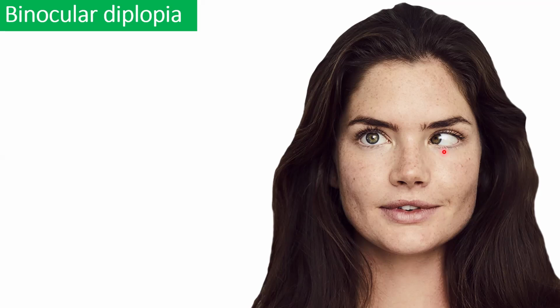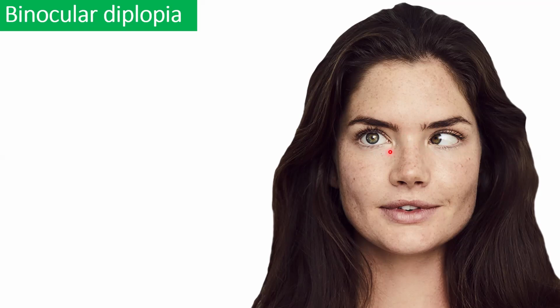Because of the eye misalignment, in this eye images are forming on the macula, but here the images are forming on the parafoveal area. So because of that, the patient might give you the complaint of diplopia, where if you occlude this eye, then the patient will not give you the complaint of diplopia. Okay, so that is binocular diplopia.